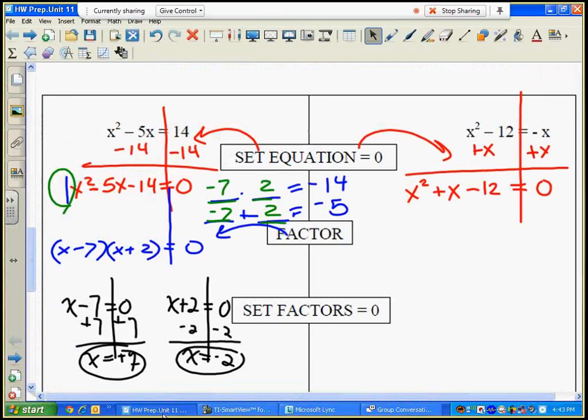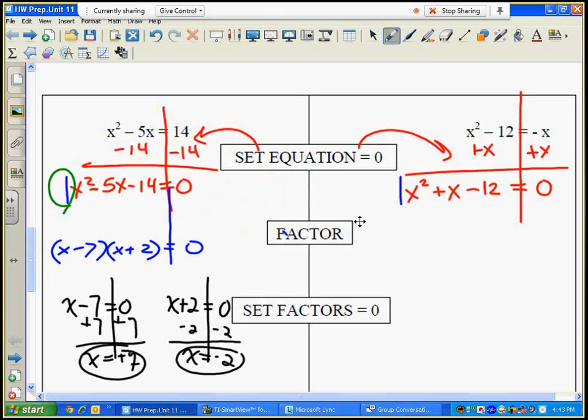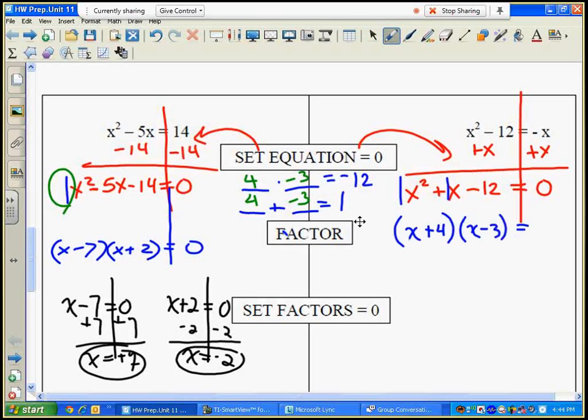Okay. Notice that there is no GCF with x squared plus x minus 12. And so we're going to do a little riddle here. And since the A here is just 1, we're not going to have to do any grouping. Okay, so 1 times -12 is -12. And then we're going to add together to get 1 x in the middle. So the two numbers that will work here will be 4 and -3, which means we can go ahead and write our binomial factors as x plus 4 and x minus 3.